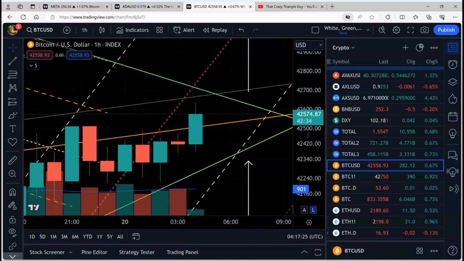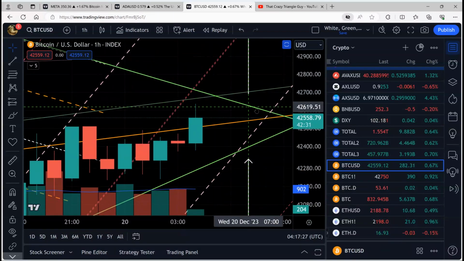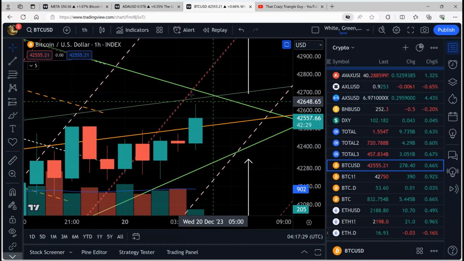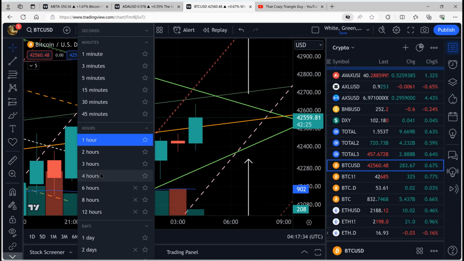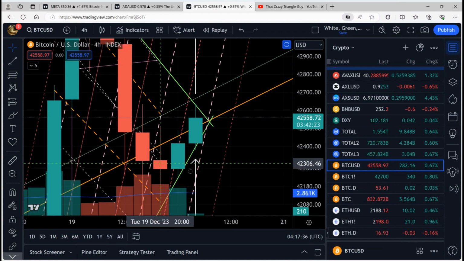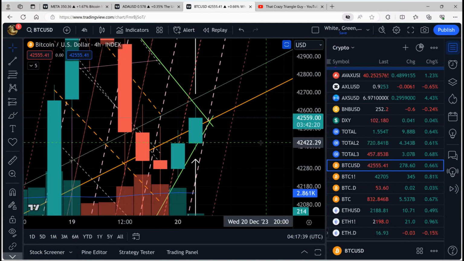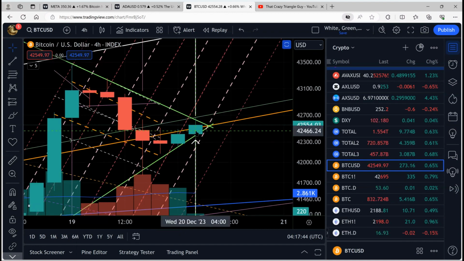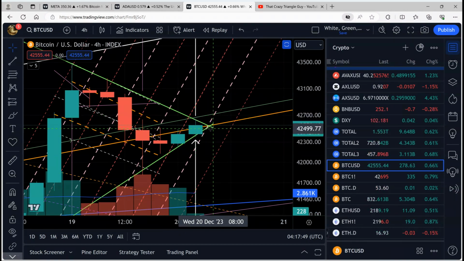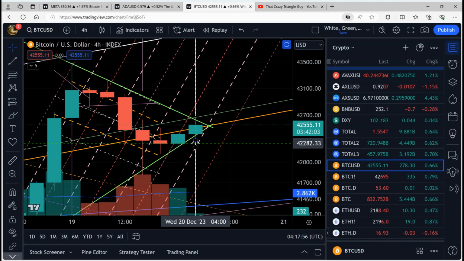I'm really liking this, and you'll notice that we are coming to the end of this triangular formation. 4 hours. Yep, we did kind of come down to the bottom there. And, are we going to bust out right now? Yeah, I can't really form another 4-hour candle. So probably within the next 4 hours, we got to make a decision which way we're going to go here.